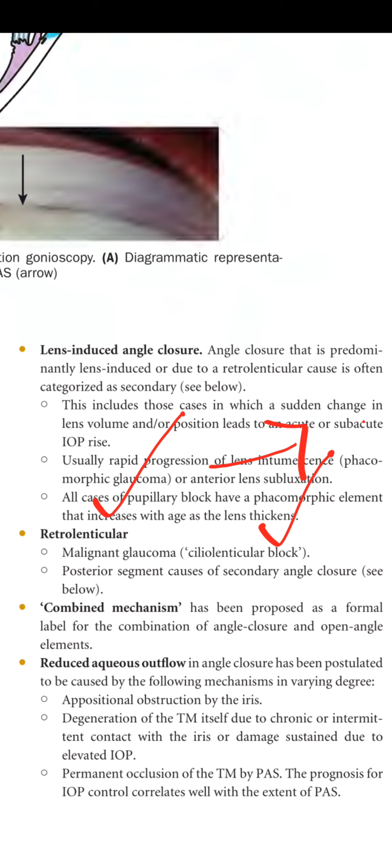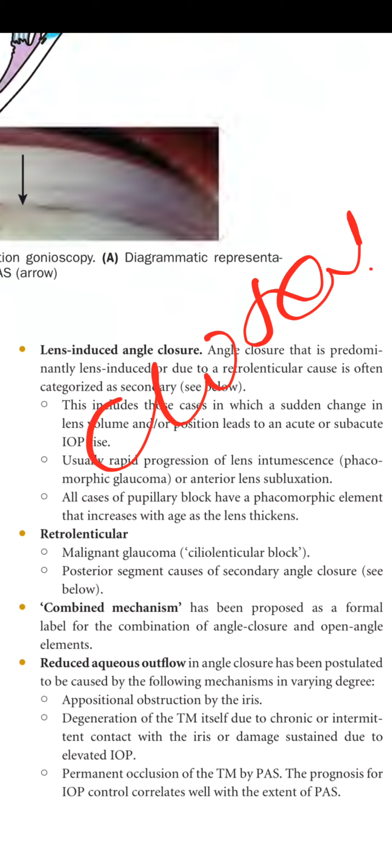Reduced aqueous outflow in angle closure has been postulated to be caused by the following mechanisms in varying degrees. Oppositional obstruction by the iris. So, how is the aqueous not flowing from the closed angle? One thing is that the angles are opposed, and there is no place for the outflow of the aqueous.